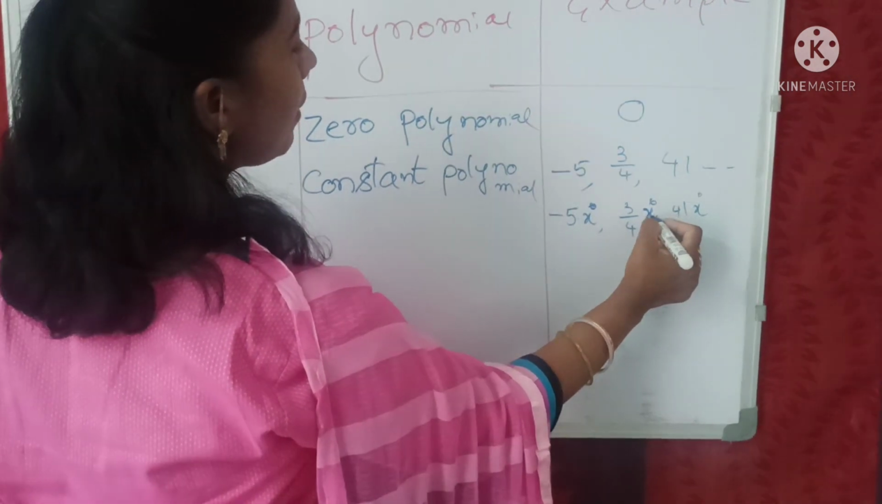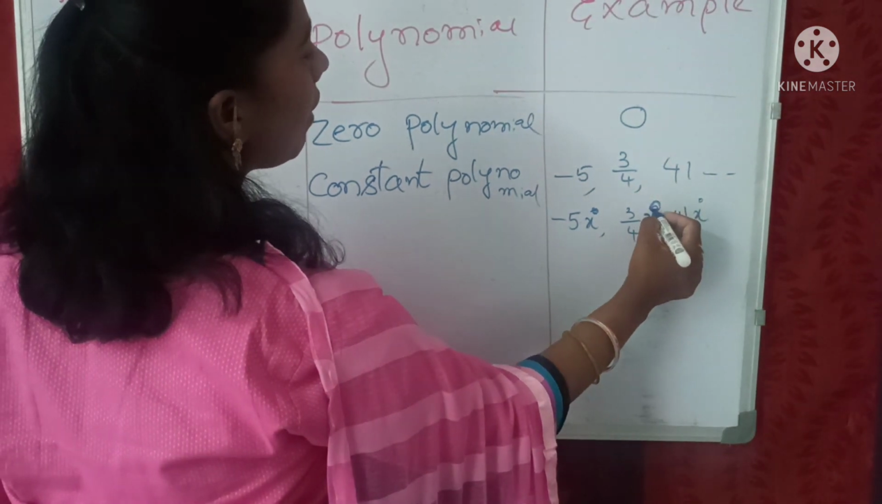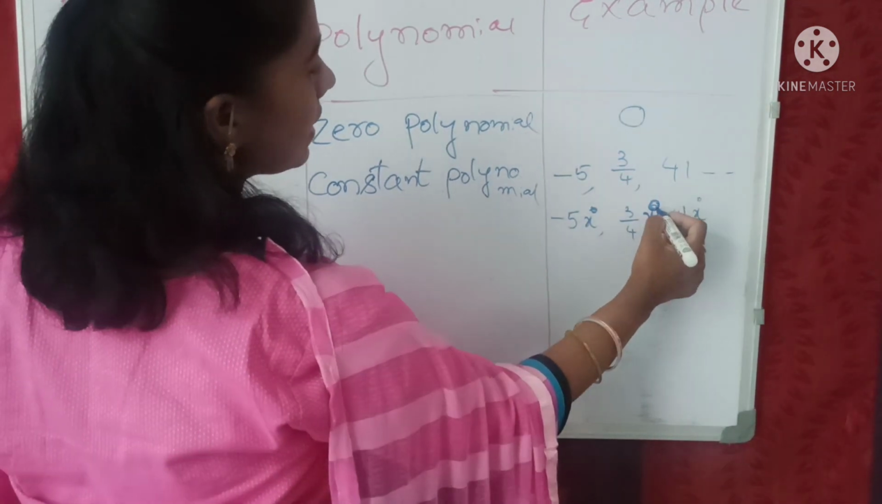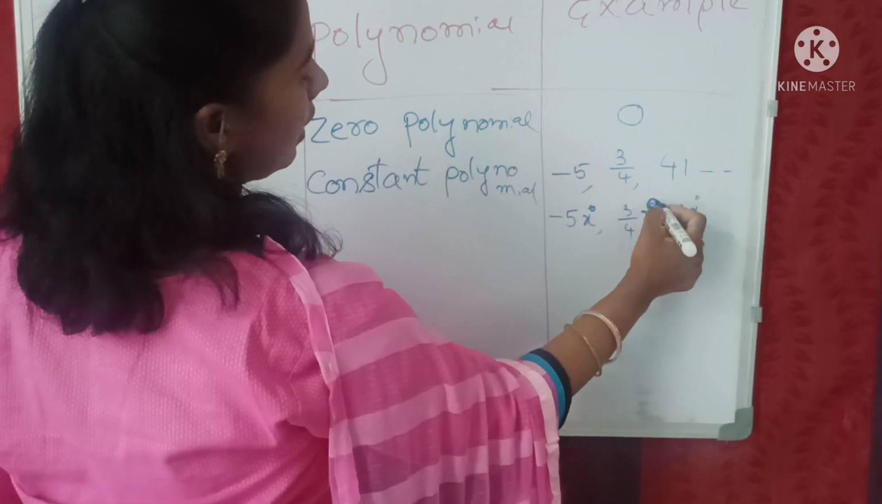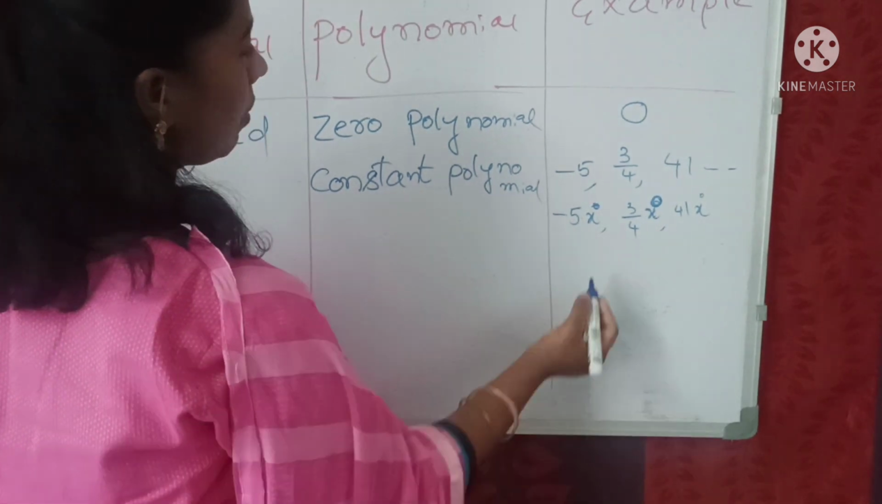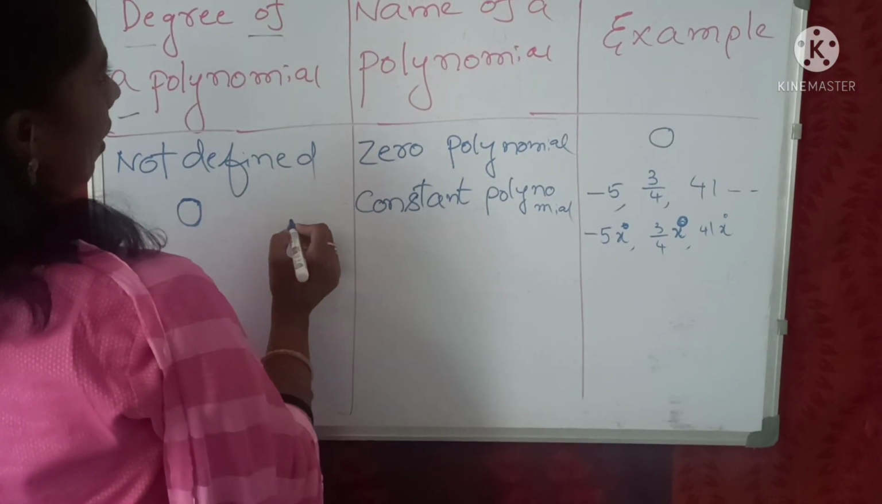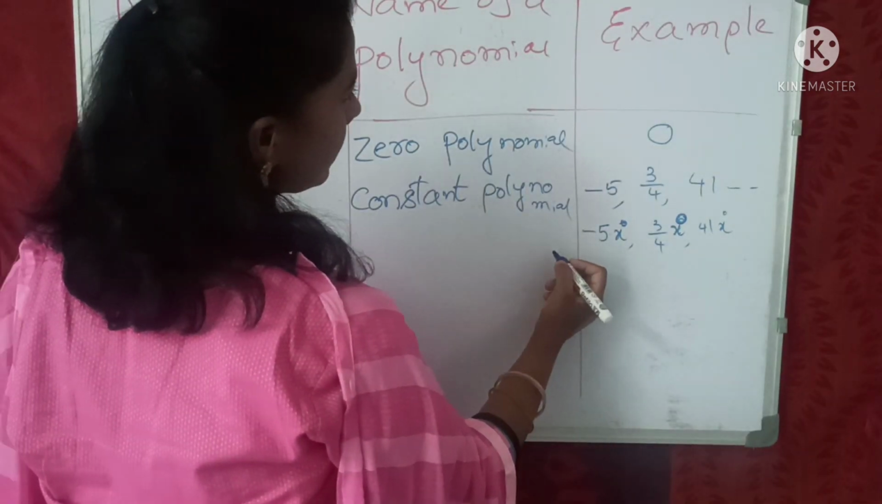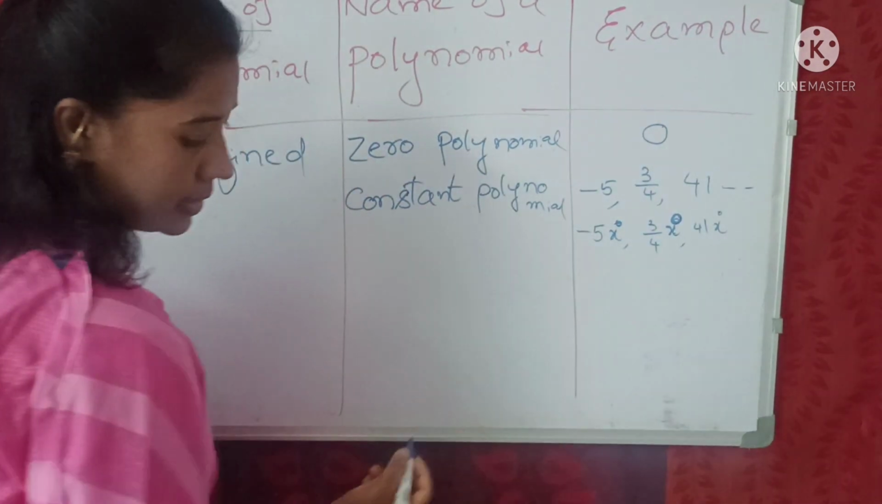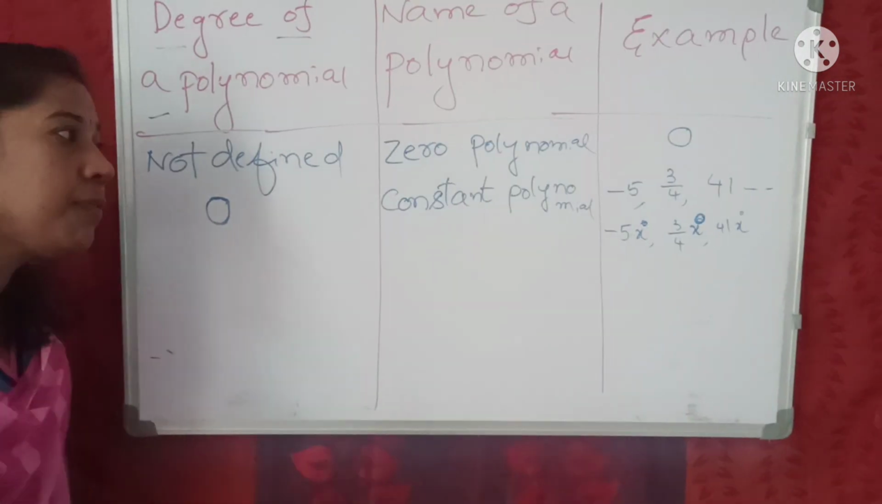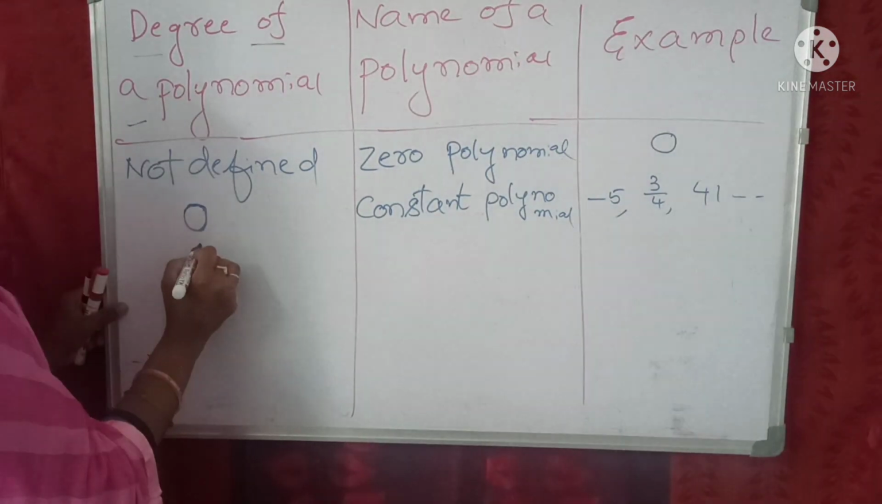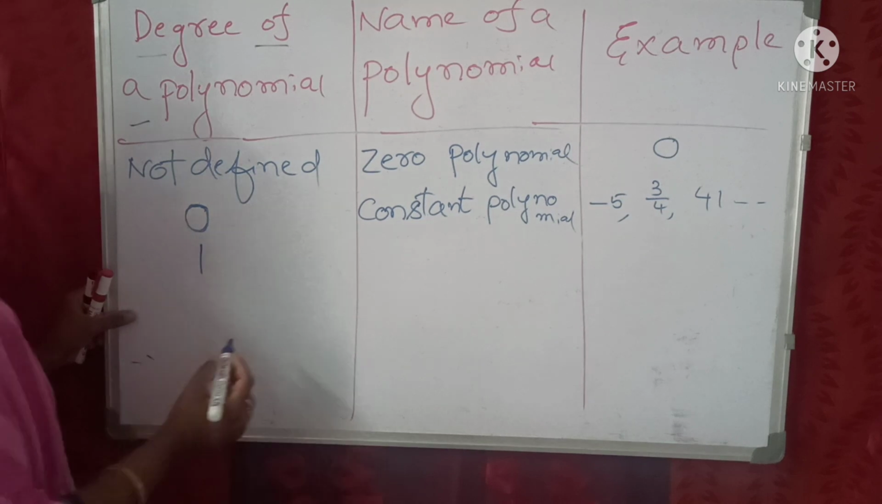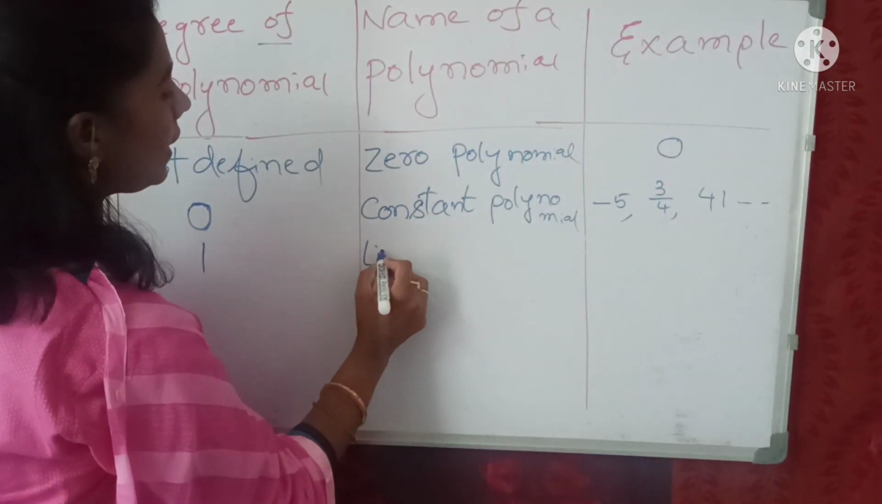In these terms, x to the power of 0 is equal to 1. So the degree of the polynomial is 0, because we defined the degree of the polynomial as the highest power of the given variable. So 0 is the degree of the polynomial. So the name of the polynomial is constant polynomial. Examples are the constants minus 5, 3 by 4, 41 and so on. Next, the degree of the polynomial is 1. So the name of the polynomial is linear polynomial.